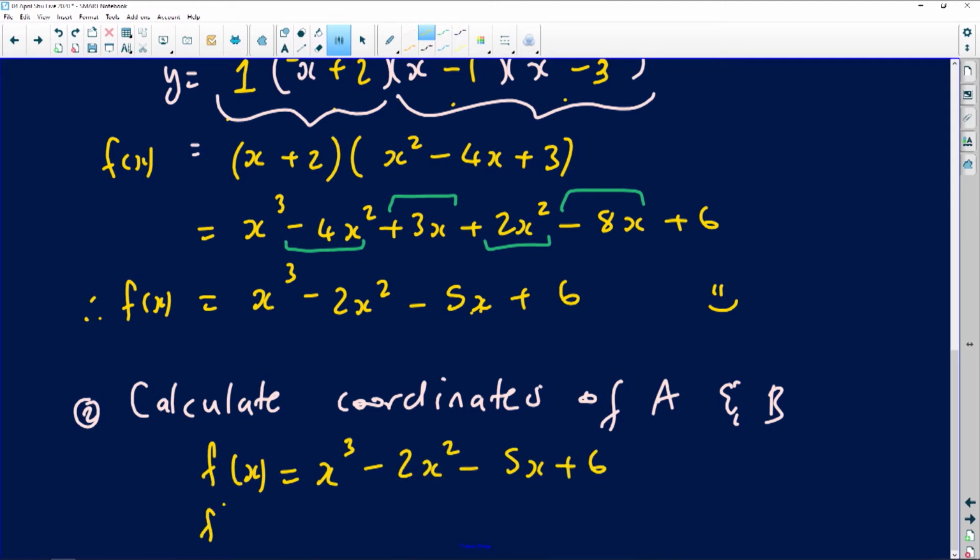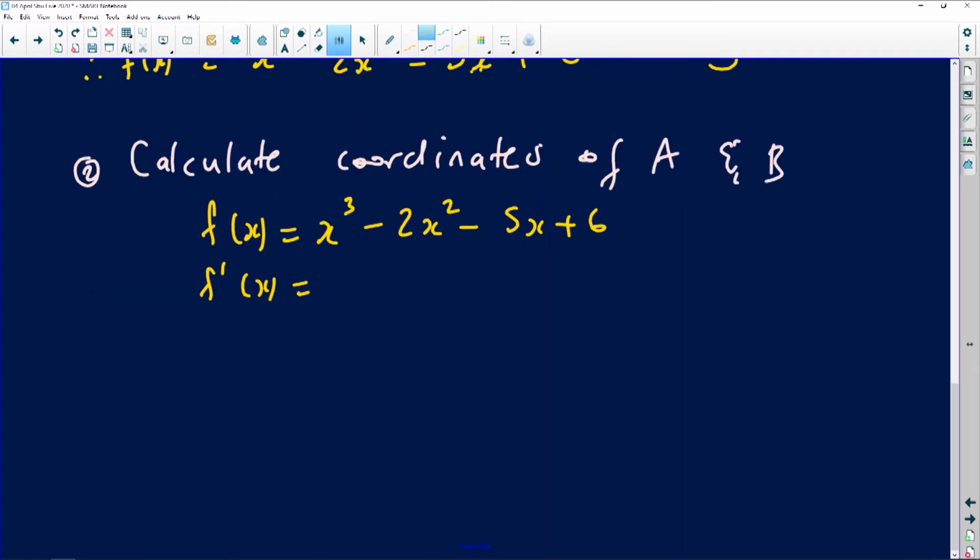So let's go f prime of x, the first derivative. Right. First derivative is coefficient times exponent. You get 3x squared. Negative 2 times 2 gives us minus 4x. 1 times minus 5 gives you minus 5x to the power 0, which disappears. The derivative of a constant is always 0. So like I said, 1 mark for derivative. Where is my second mark?